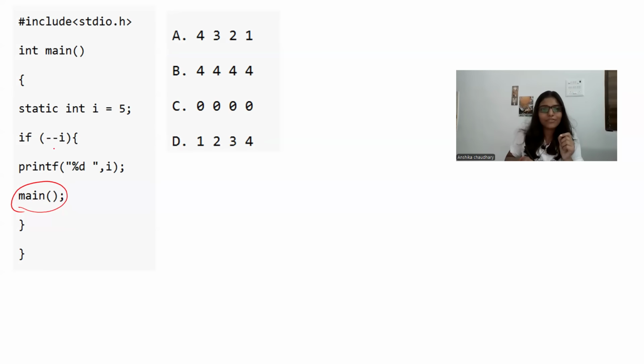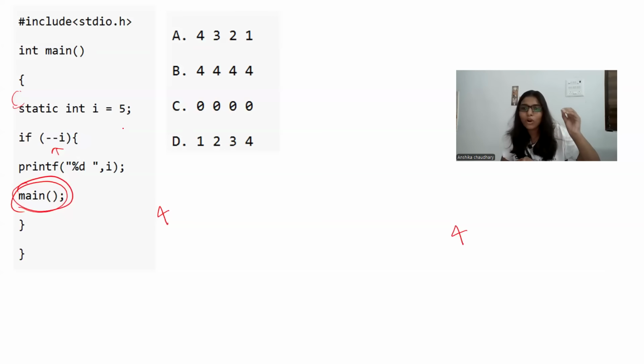So we have 5. If minus minus I, so it is a pre-decrement operator. That means 5 will decrement to 4. So the I value will become 4 now, and we need to print I. So 4 will be printed the first time. Now again the main function will be called. That means we will come here again. It was static, so the value of I will not be reset, right? It will not be affected.